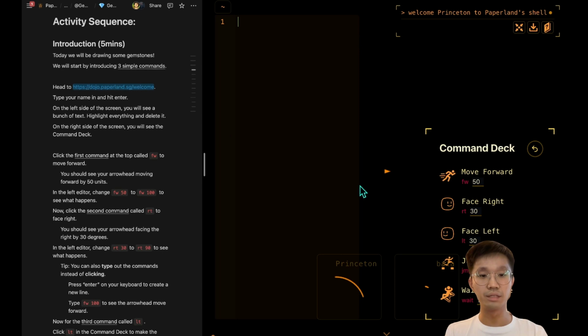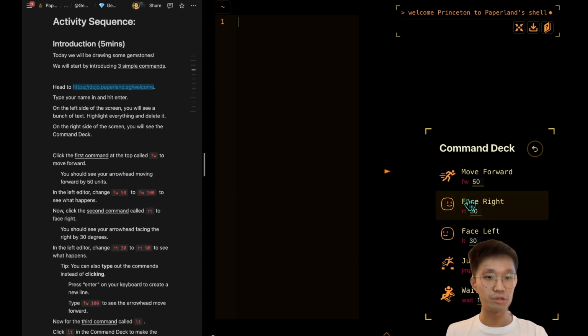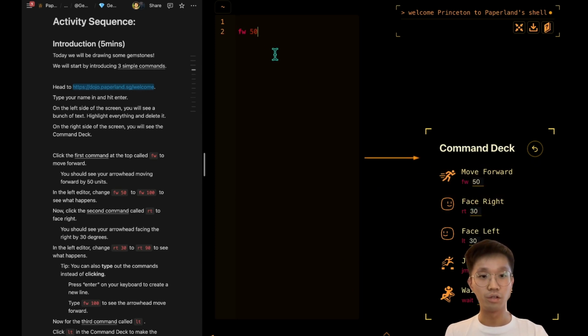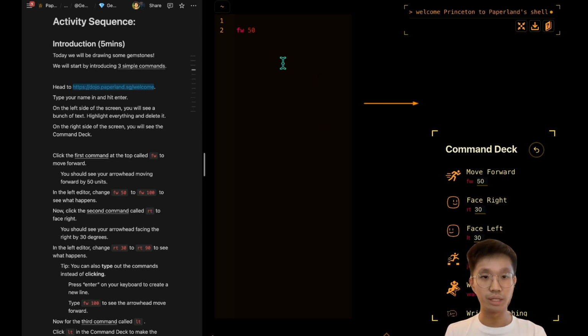For this lesson, you'll only need 3 commands: forward, right, and left. To do so, let's click the first command, forward. You'll notice that the arrowhead moves forward by 50 units. What we can do is change this 50 to something else, like 100, to change how far we move forward by. So that's the first command.